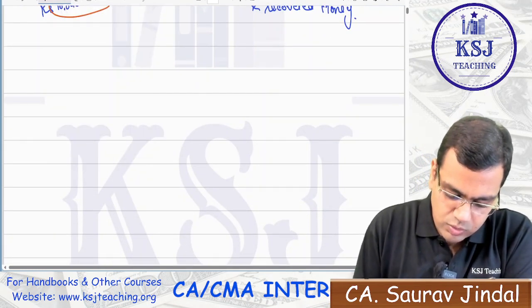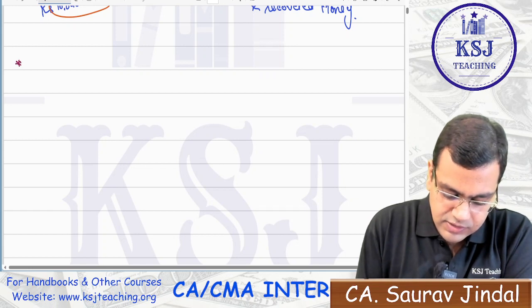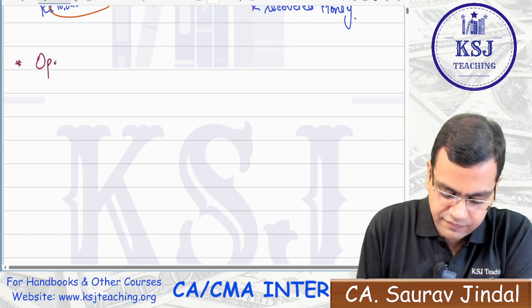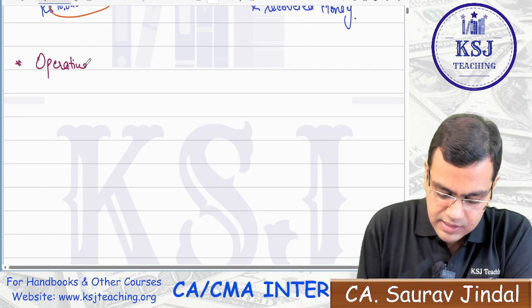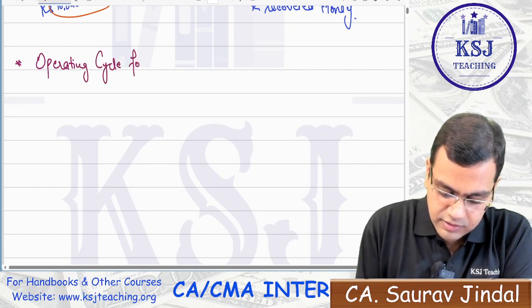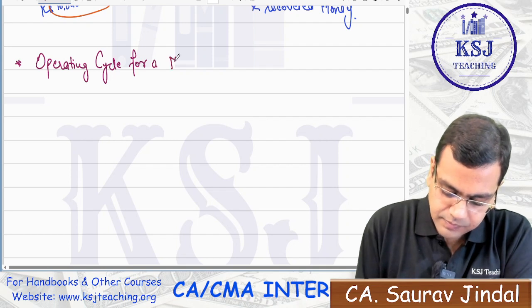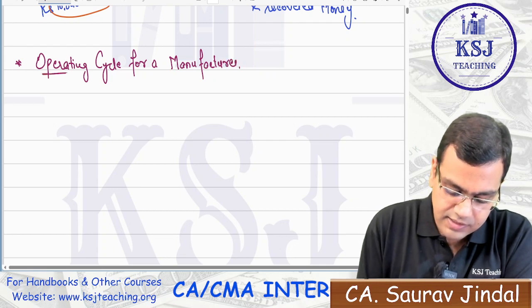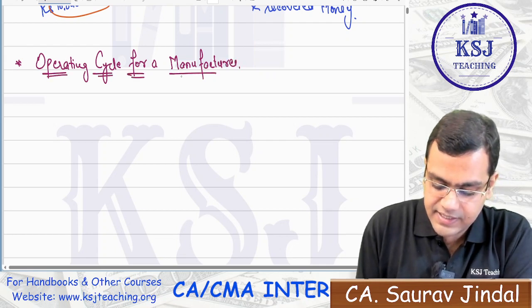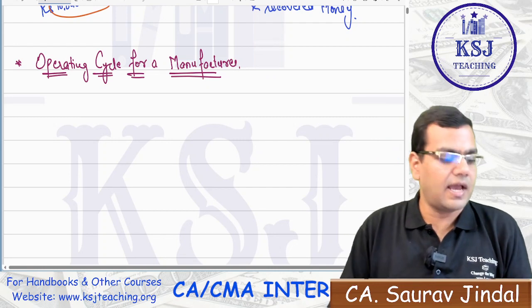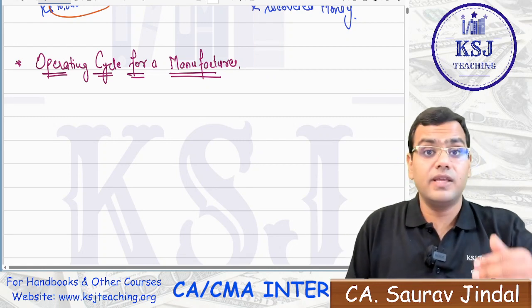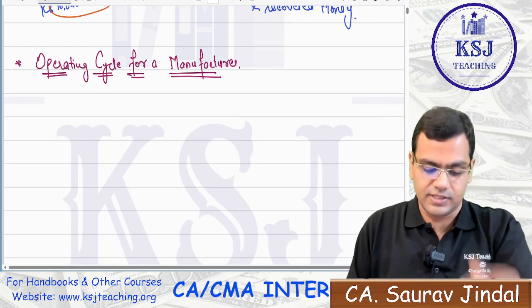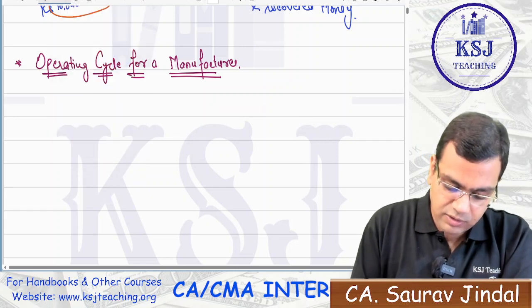Now coming to the next one, that is operating cycle for a manufacturer. The next topic is operating cycle for a manufacturer. Now what will happen in this case, sir? If we go for operating cycle for a manufacturer, what will happen in this case? Now, there are various steps which are involved in this. What are the steps? Write down the steps first.